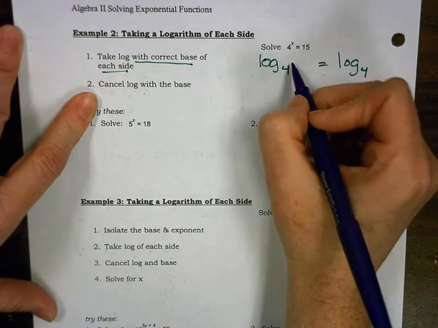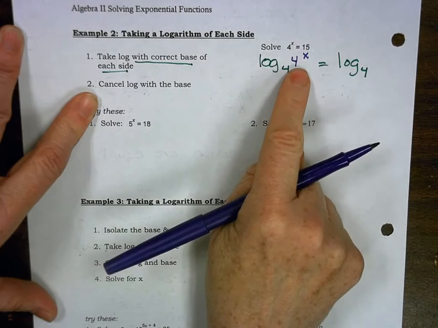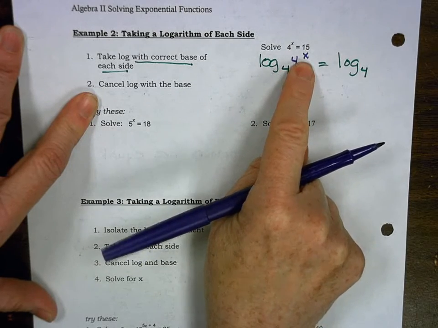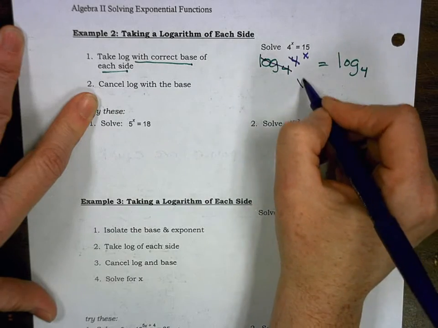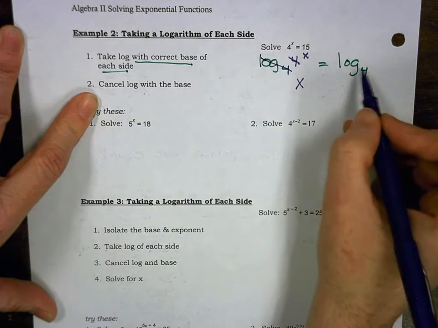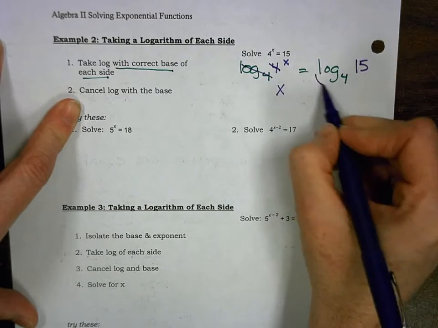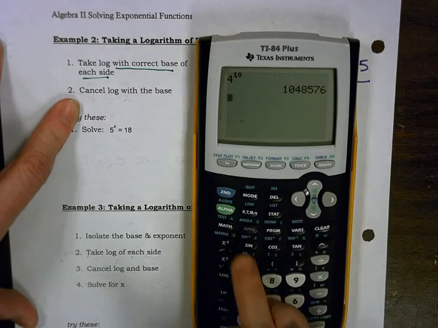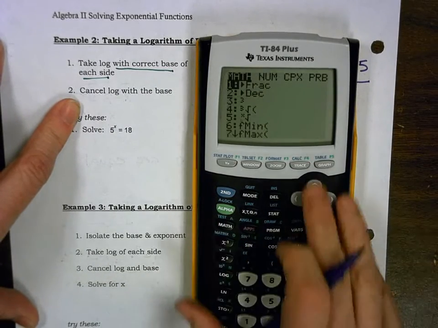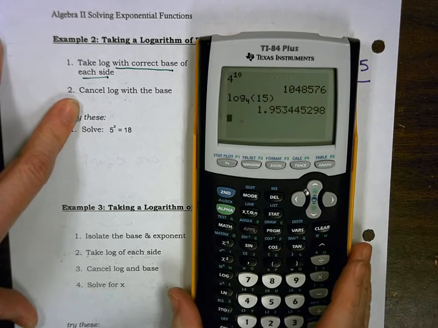Because this is 4 to the x. And if I take the log base 4 of 4 to whatever, they will cancel to 1, and I'll be left with x. And if I take the log of the other side, well, this is just a number. So I can take my calculator and say log base 4 of 15 is 1.95.